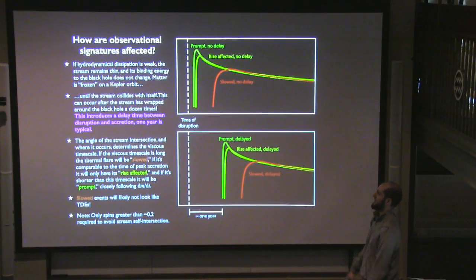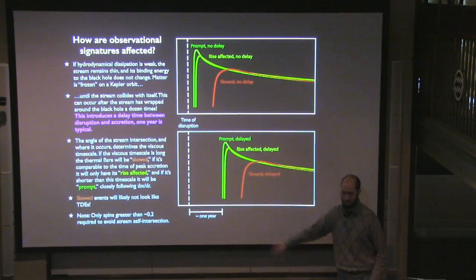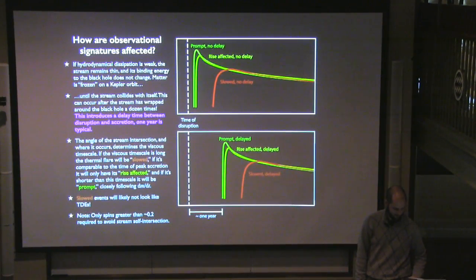So on the top, we have a situation where it can be prompt. The intersection angle is large. Originally, it follows the original fallback rate. And as you increase the viscous time by making that angle more and more narrow, you slow down the flare progressively more and more. The secondary effect is that there's a delay in the amount of time it takes for the stream to finally reach that first self-intersection. That turns out to be roughly 1 year. So hence the title of the talk.